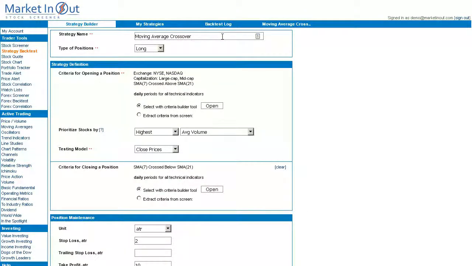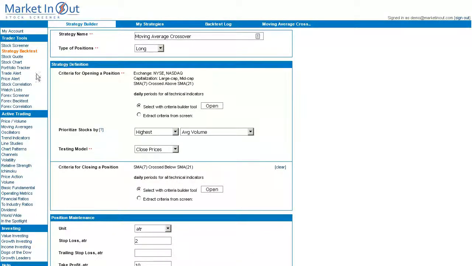It's also worth mentioning that the Market In-Out Backtester tool is based on data that is survivor bias free. This means that the data it works with includes the stocks that died and the ones that are still alive. We have just tested our moving average crossover strategy on all stocks from the NYSE and NASDAQ exchanges. But what if we want to test the strategy on a certain list of stocks, or even on only one stock? This can be done easily.